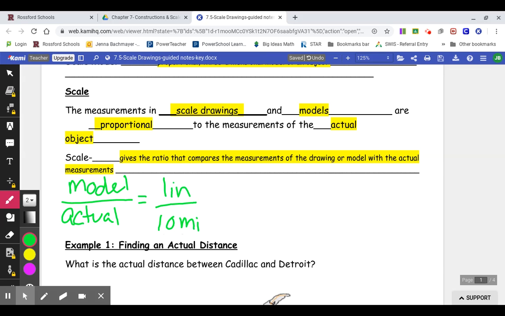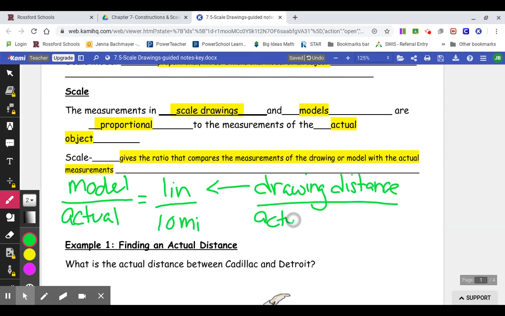So the inches is referring to, if this was your drawing model or your 3D model, this is the drawing distance. And that is going to be over the actual distance. That is this one.